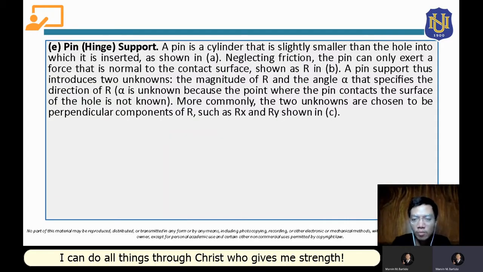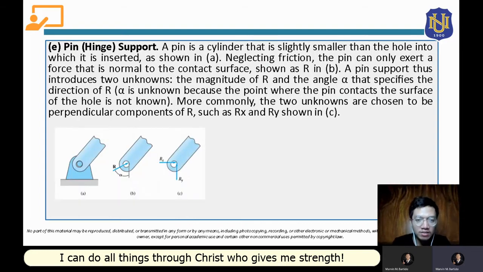So the fifth support is pin support, or simply called hinge. A pin is a cylinder that is slightly smaller than the hole into which it is inserted, as shown in A. So this is A. Let's say we have here a body. It has a hole here, and inside that hole there is an inserted pin. That pin serves as the support for this body.